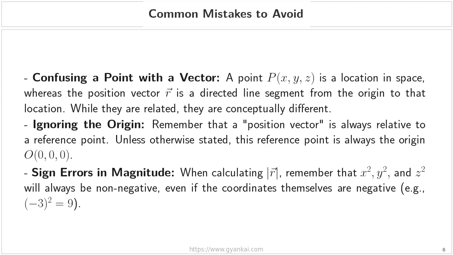Finally, watch out for sign errors when calculating the magnitude. When you are finding the magnitude of r, you are squaring the x, y, and z components. It is a common mistake to let a negative sign slip through, but remember that any number, whether positive or negative, becomes non-negative when squared. For example, if your x-coordinate is -3, when you calculate x squared, it becomes +9. Always ensure your squared terms are positive before you sum them up and take the square root.